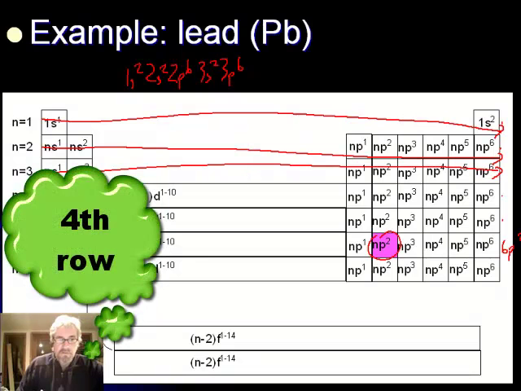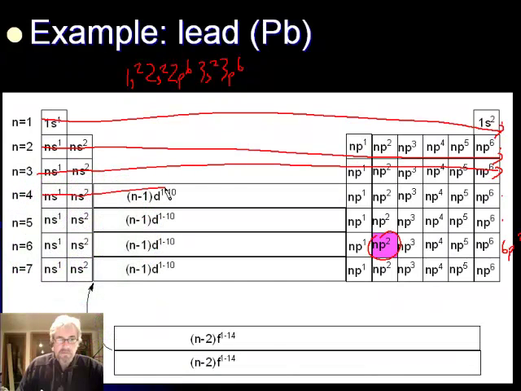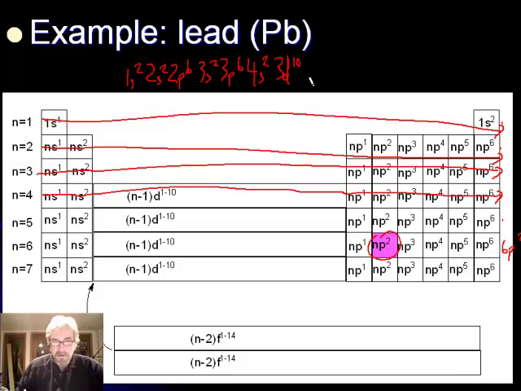Fourth row, got an S, a D, and a P. Remember, the D's are one less than the row number. The S and P are the same as the row number. So this is row 4, 4s2, 3d10, 4p6. Next, n is 5, so 5s2. Drop down to 4 to go through the D's, so that'd be 4d10, and then back up to 5 to get through the P's. Go all the way through all 6 of them, 5p6.